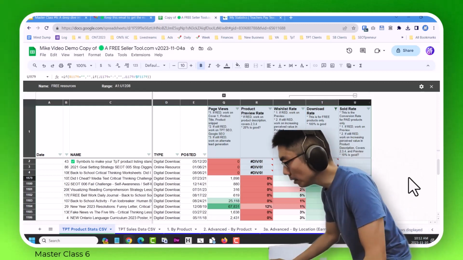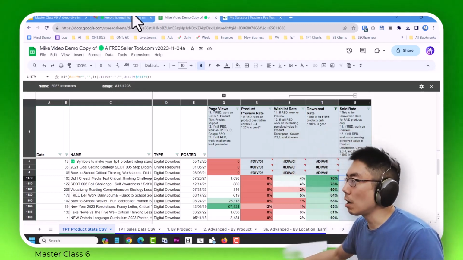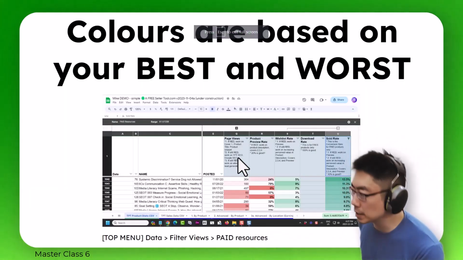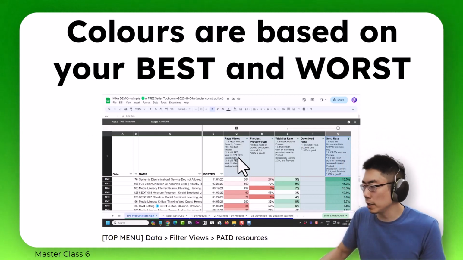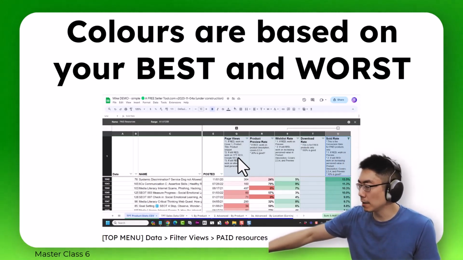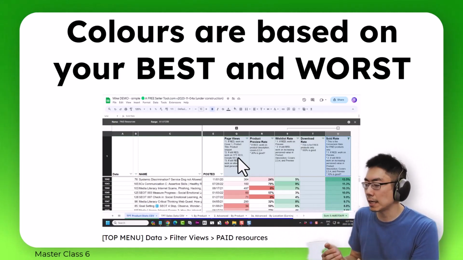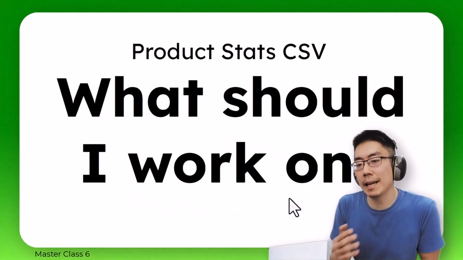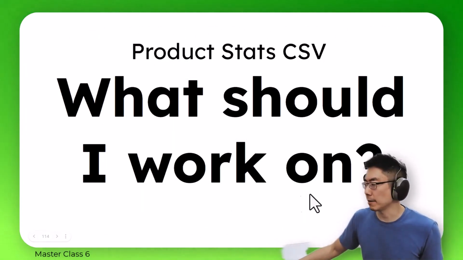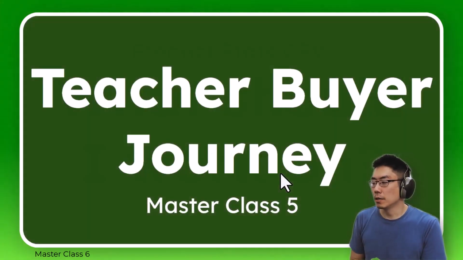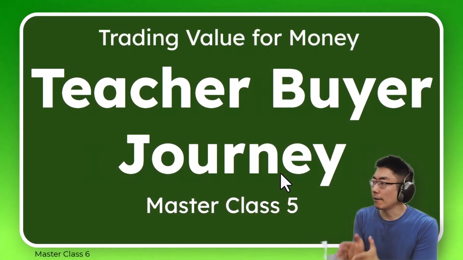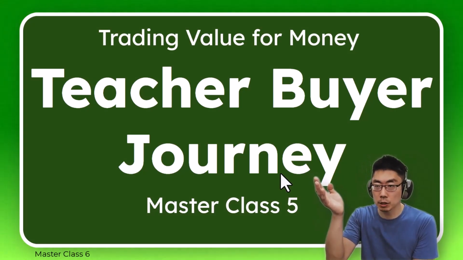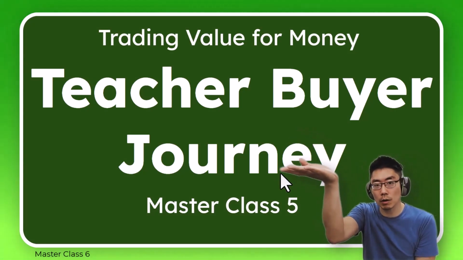Okay. So let's now talk about what those numbers mean. The color coding is based on your base and worth. It's not hard coded to anything. And inside of the columns, there are some suggestions on what to do, what the data means. And right now, what I'm going to do is I'm going to explain the theory behind the magic, like where these ideas come from. So in teacher buyer journey number 5, we talked about how basically the product page is the offer that we're making to teacher buyers, and we're comparing the value for the cost.